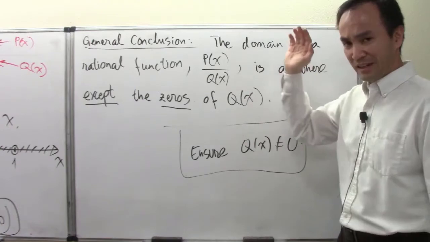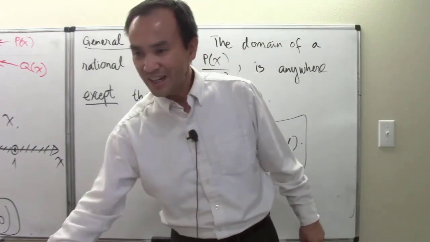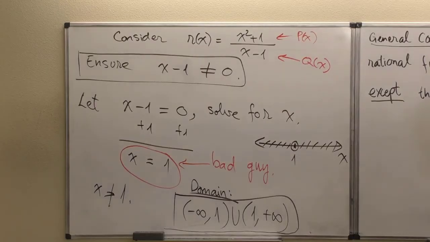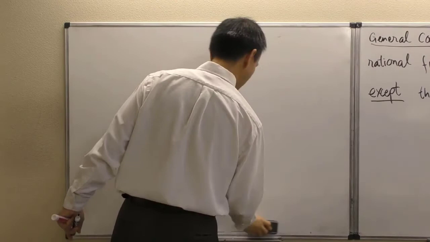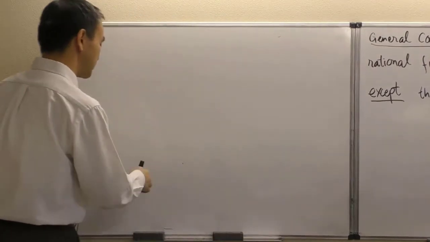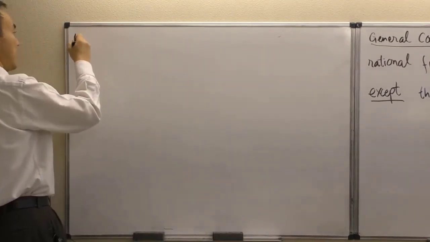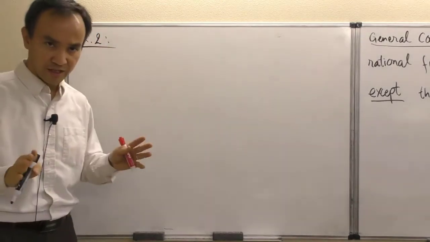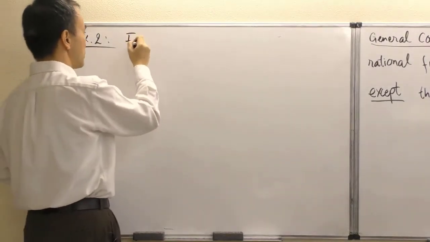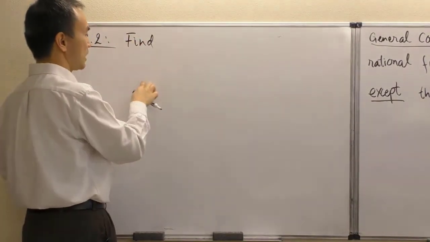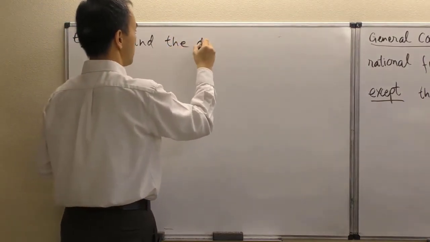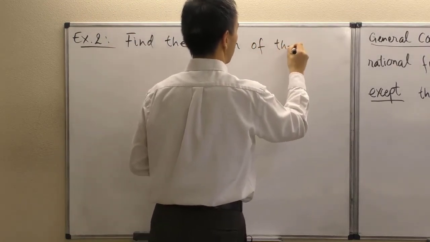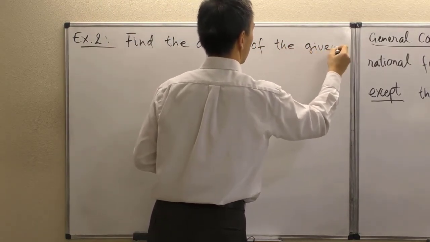All right, so now let's get to the other board and get started into our examples. Now we are at example 2, where we specifically focus on finding the domain of a given rational function. So the worded instruction is now going to become quite trivial: find the domain of the given rational function.